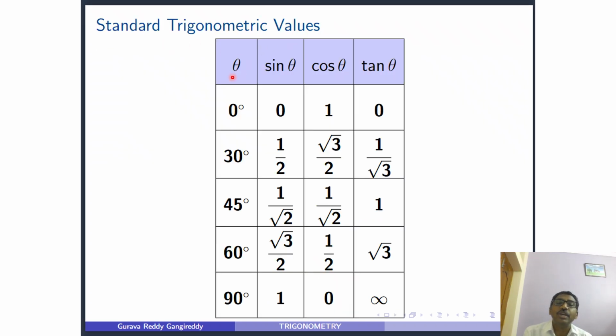Standard trigonometric values for angle 0 degrees: sin theta, cos theta, tan theta. We are finding here. For angle 30 degrees, sin 30, cos 30, tan 30. Given values here for theta equal to 45 degrees: sin 45, cos 45, tan 45. For theta equal to 60 degrees, sin 60 degrees value, cos 60 degrees value, tan 60 degrees value. For theta equal to 90 degrees, sin 90 degrees value, cos 90 degrees value, tan 90 degrees value, undefined, not defined.